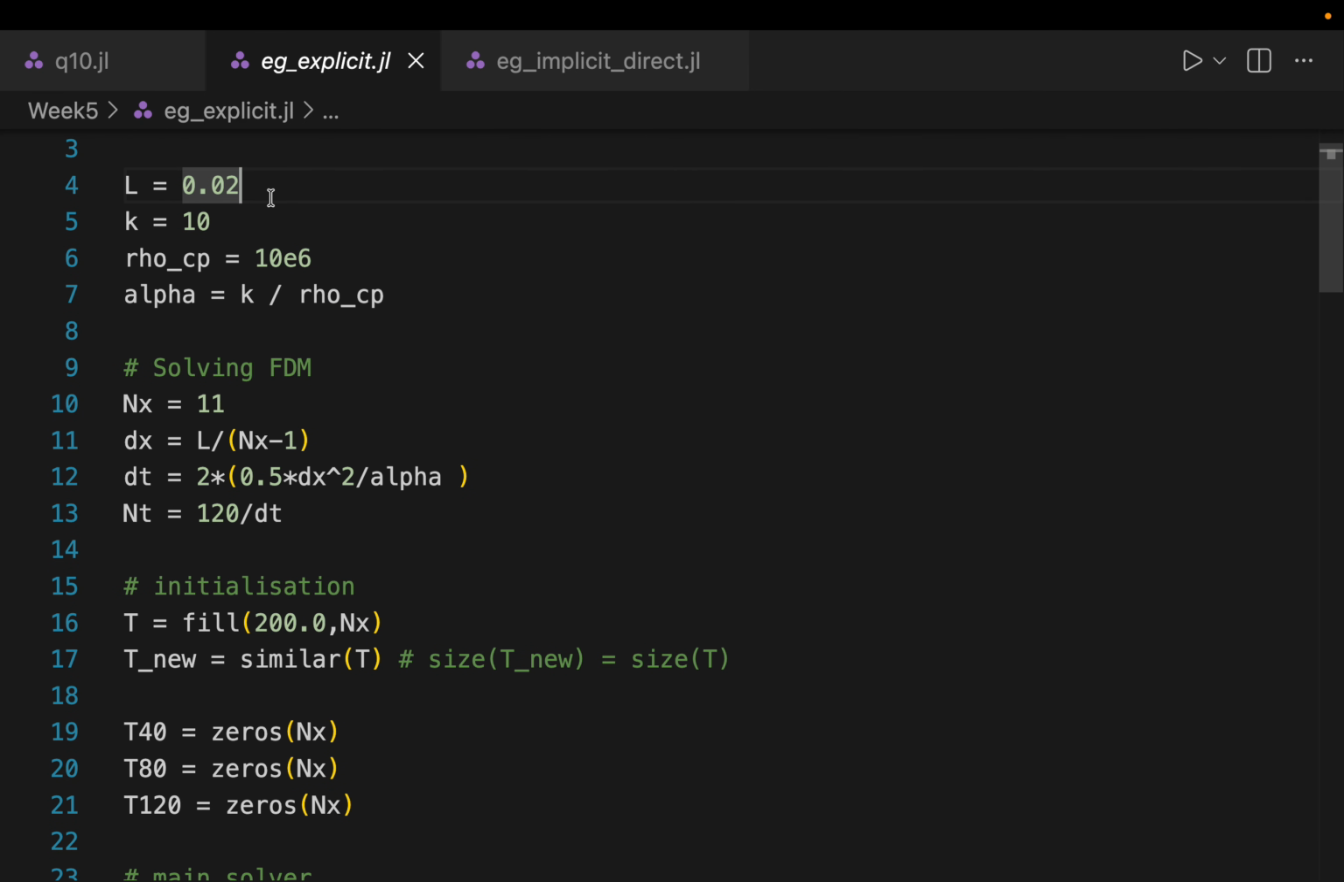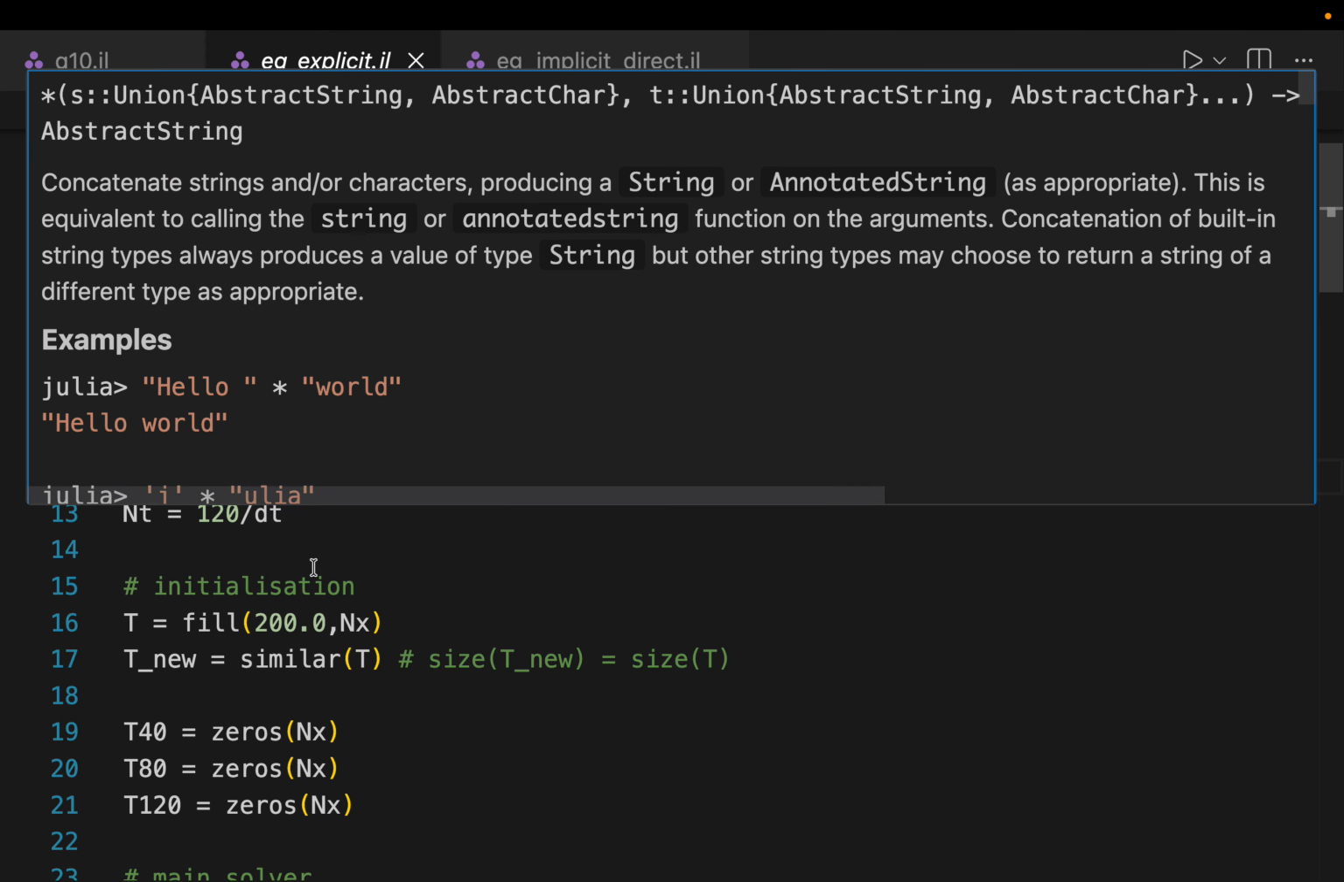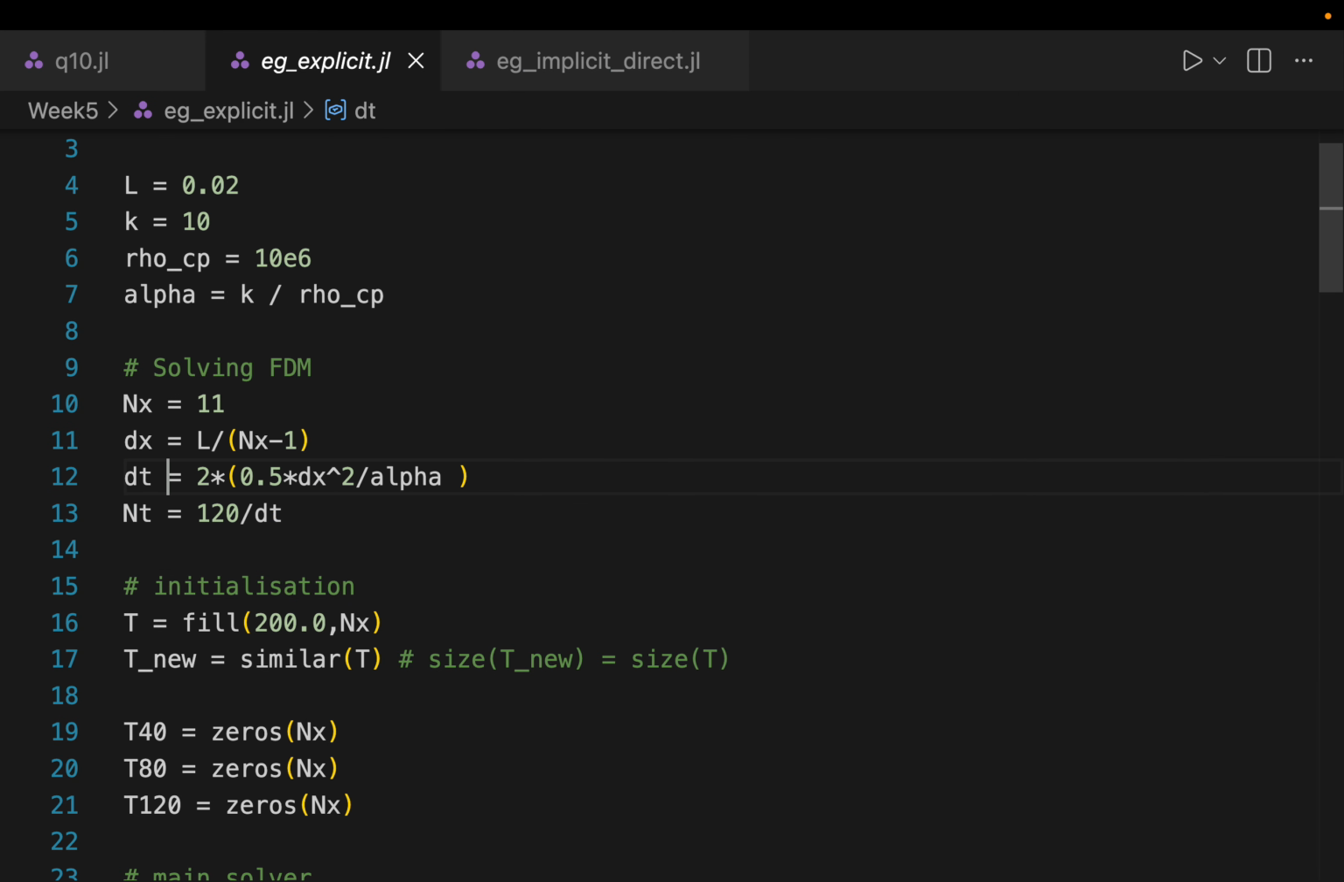So these are the values. Length is 2 centimeters, conductivity is 10, rho Cp is 10 into 10 power 6, alpha is k by rho Cp. So I'm just taking 11 grid points. Dx is L by nx minus 1 because the spacing is just subtracted by 1. So delta t I'm considering as 0.5 times delta x square by alpha. So this is the one that is given from the criteria that we have. So delta t cannot be greater than this for the explicit method.